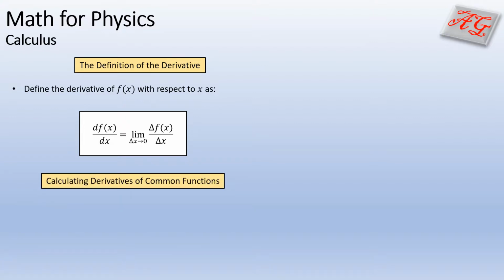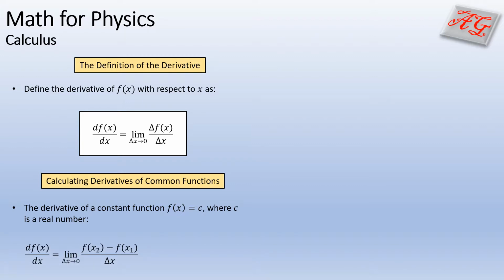So it is time to start giving examples of derivatives, and I will work through some examples of derivatives of at least some of the common functions. Let's start with the derivative of a constant function, or a function that does not depend on x. So let's start with the definition of the derivative as the limit as delta x tends to 0 of the change in the function divided by delta x.